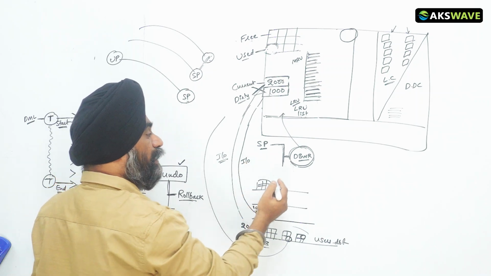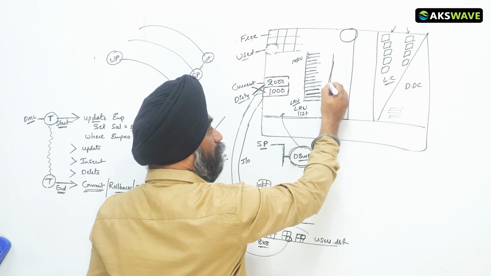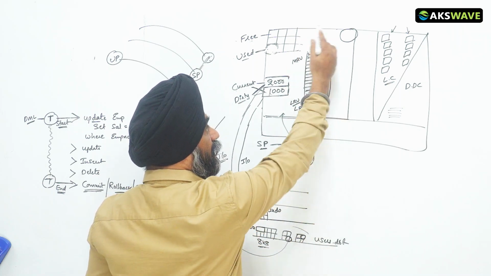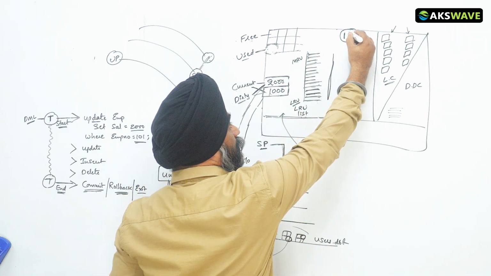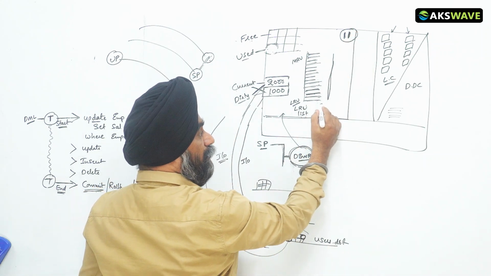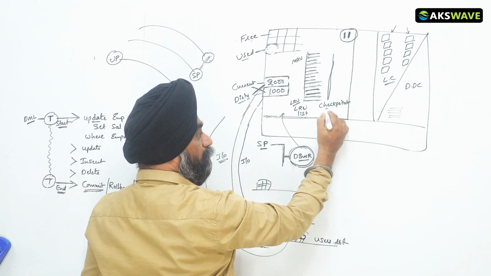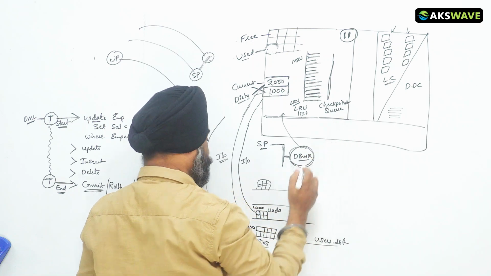So what Oracle is doing, there is one more list maintained. Two lists are there. One is the LRU list, and the second one is called the checkpoint queue.